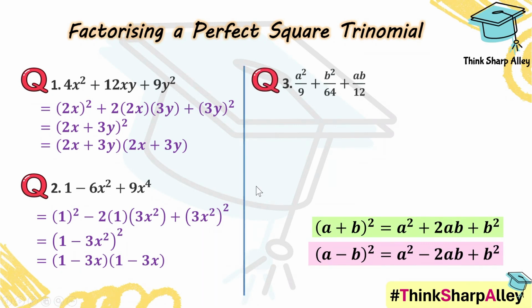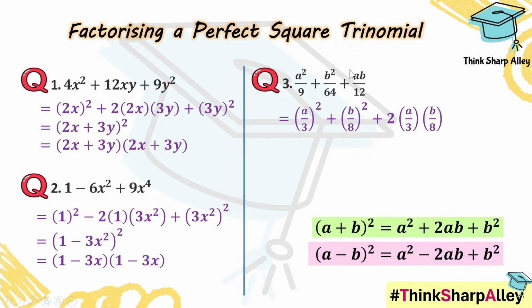Can we see one more simple problem? But we'll deal with fractions right now. Can you identify two perfect squares? That is this and this one. Right, the first two terms. So the first term can be written as (a by 3) whole square, the second term (b by 8) whole square.